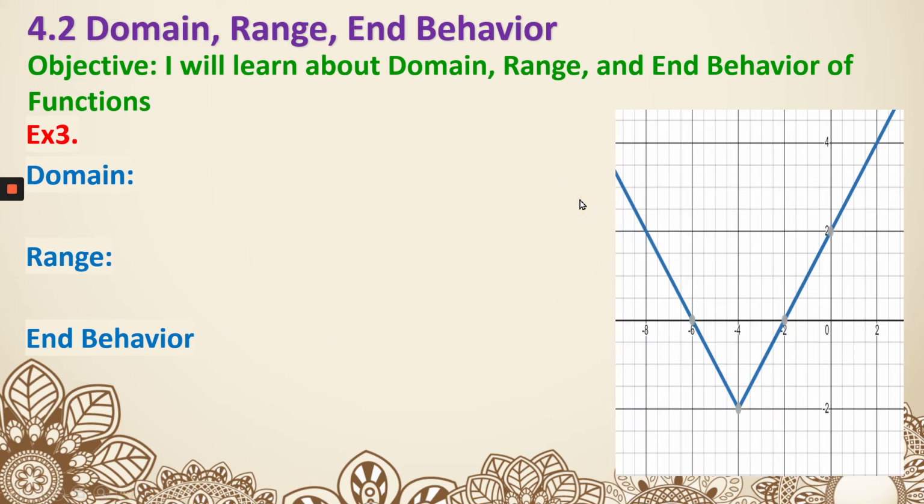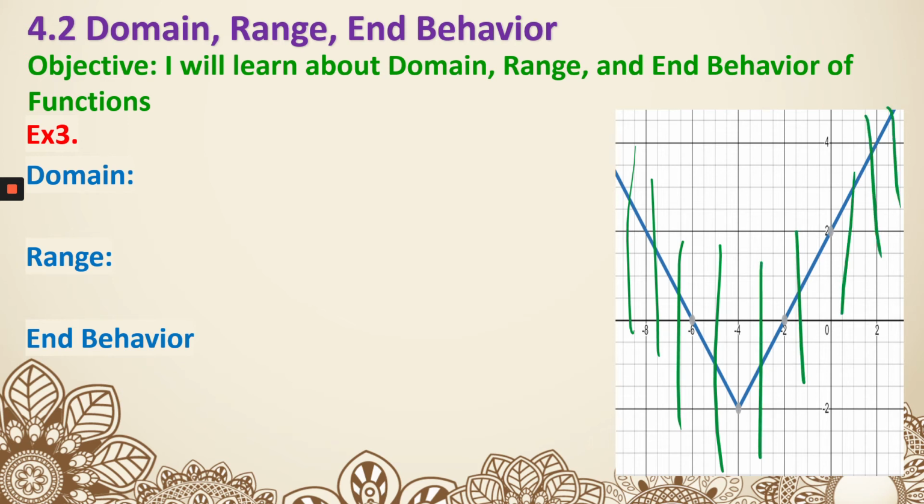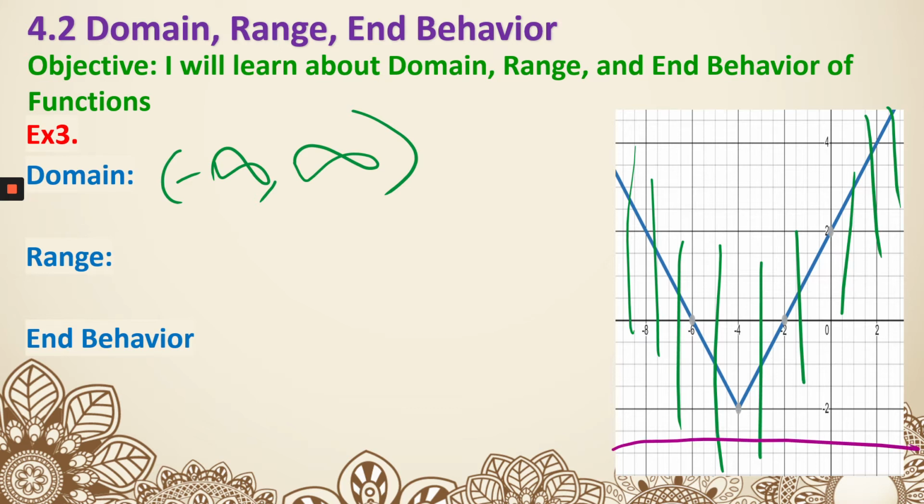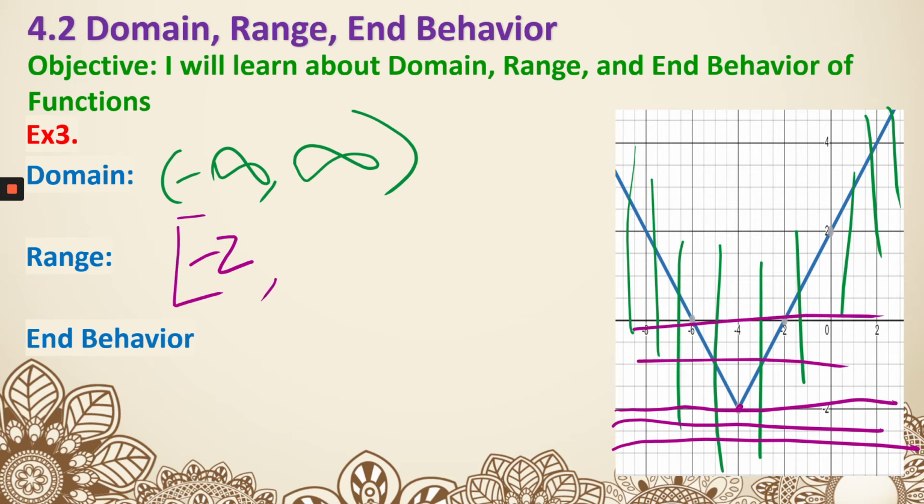Example 3. Same thing, let's draw some vertical lines for the domain. It actually hits everywhere, so it's from negative infinity to positive infinity. As for the range, I draw a line there. It's not hitting anything, not hitting anything, until I draw a line exactly on that point. It's hitting the graph, so it's from -2. And since I'm including that point, the square bracket, going all the way up to +infinity.